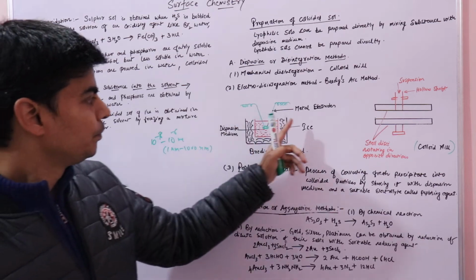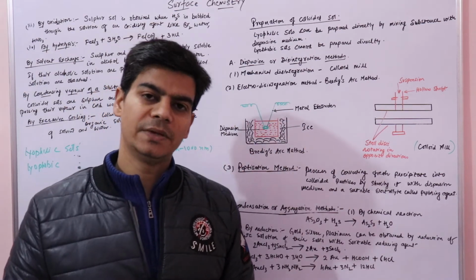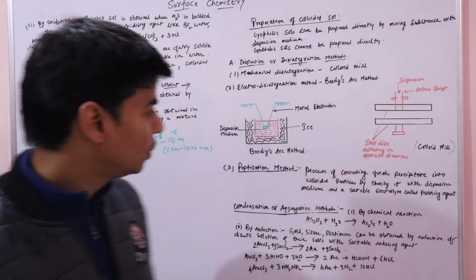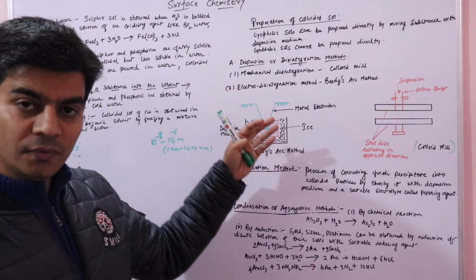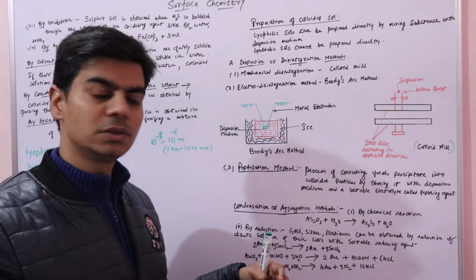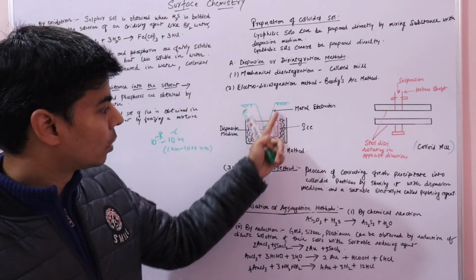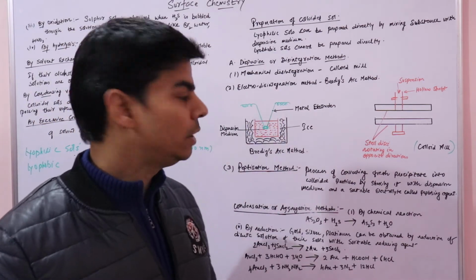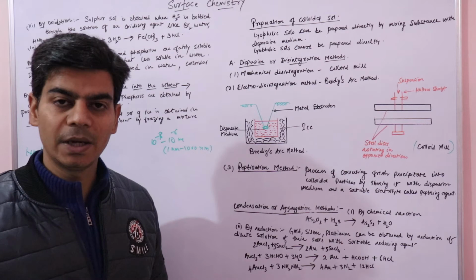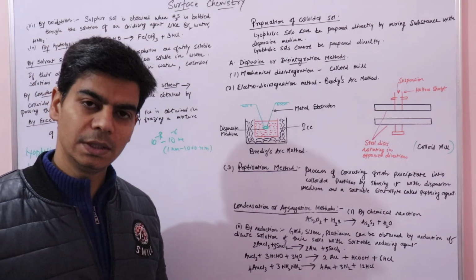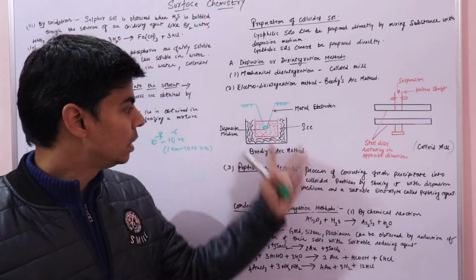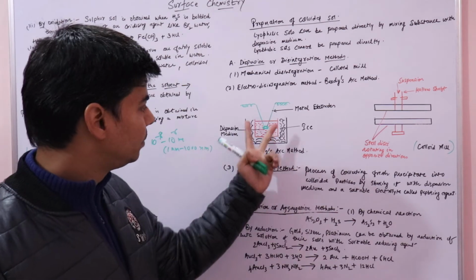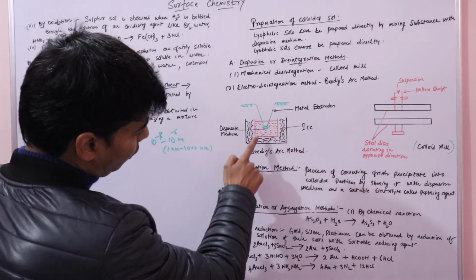Using the Bredig's arc method, we generally prepare colloidal solutions of metals like gold, silver, and platinum. If we want to prepare a colloidal solution of gold, then these metal rods would be of gold. If we are preparing a colloidal solution of platinum, then we will take metal rods of platinum. So depending on which substance's colloidal solution you need, you take the corresponding metal rods.